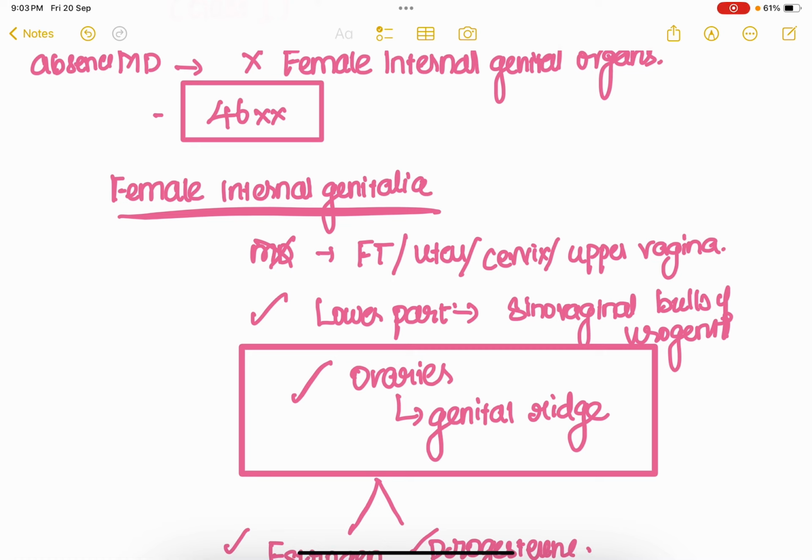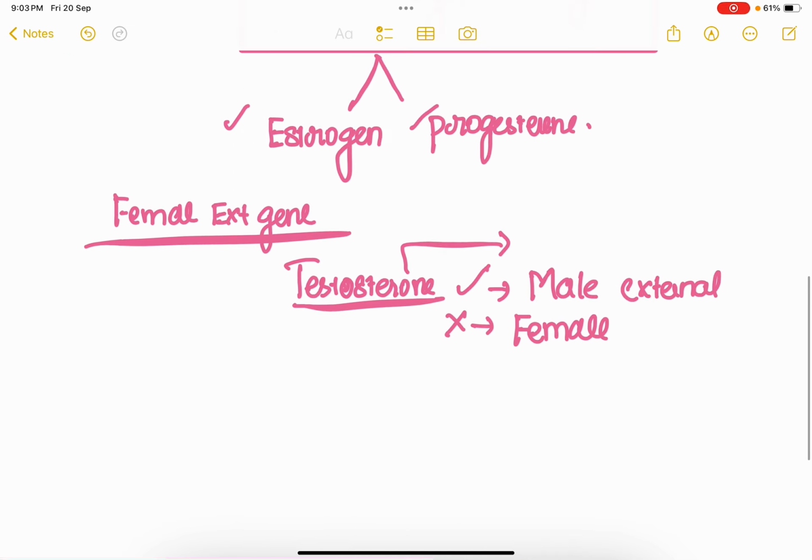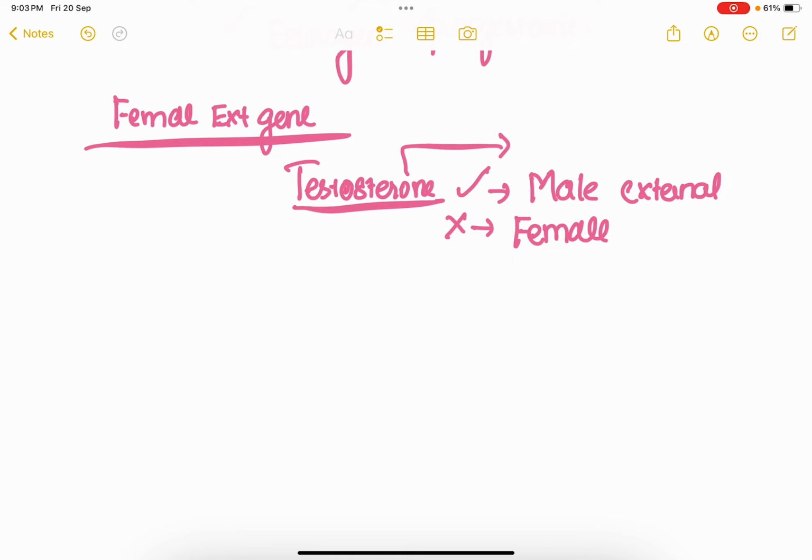But in such females, since there is no Mullerian duct, there is going to be no fallopian tube, no uterus, no cervix and no upper part of the vagina. But the lower part of the vagina is going to be present, since the lower part of the vagina is derived from the sinovaginal bulb of the urogenital sinus. Okay, excellent. Now while speaking about the external genitalia, since estrogen and progesterone is present and testosterone is absent in these females, therefore the external genitalia is going to be a female external genitalia as well.